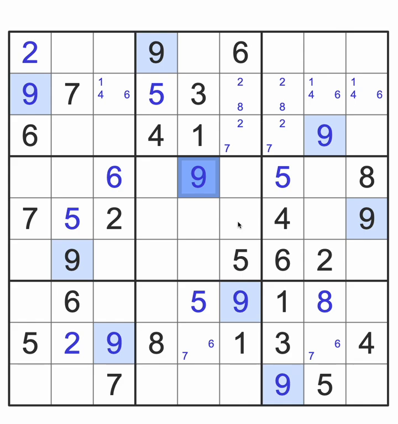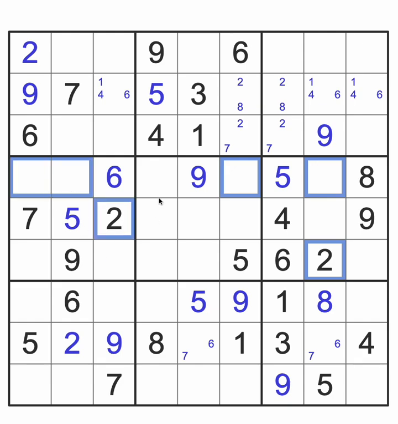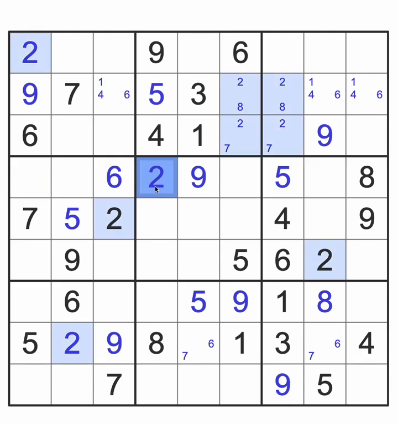Okay, and now 2 here blocks this cell, so 2 in box 2 will be here or here. That means this cell cannot be 2. This 2 blocks here, this 2 blocks these, gives me 2 here. Now 2 here blocks this cell and 2 here blocks these. This 2 blocks here, gives me 2 here. 2 and 2 block these, gives me 2 here.